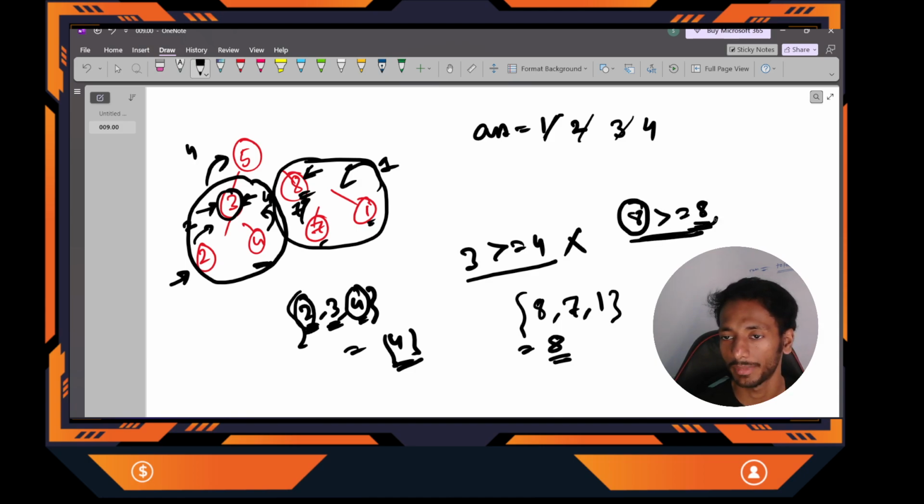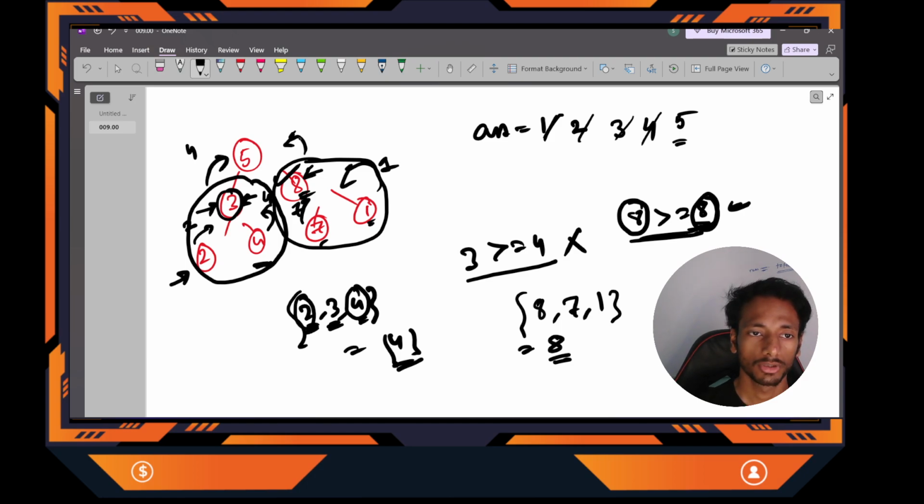That should be greater than or equal to the maximum value I have seen in this hierarchy, that is 8. So 8 is greater than or equal to 8, that is true. That means this is a dominant node. Got it? Why am I considering this node 8 as a dominant node? Got it? So our answer will be increased by 1. Now it is 5.